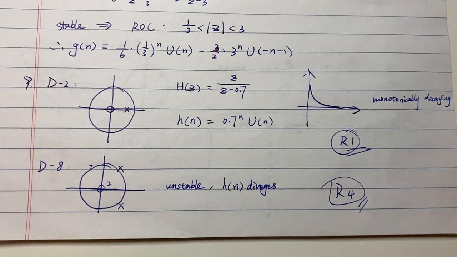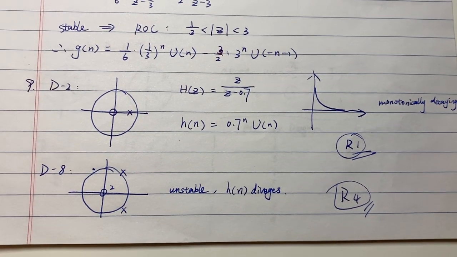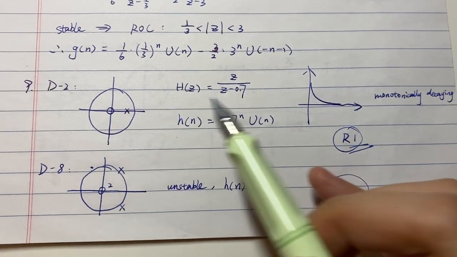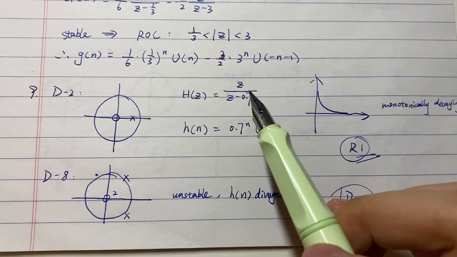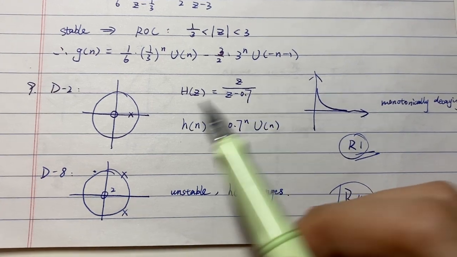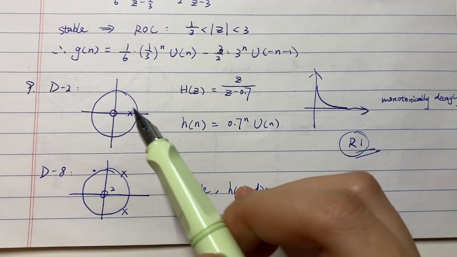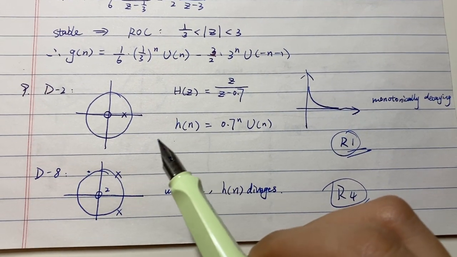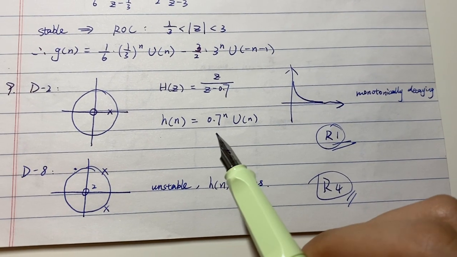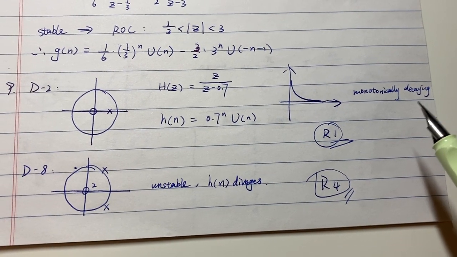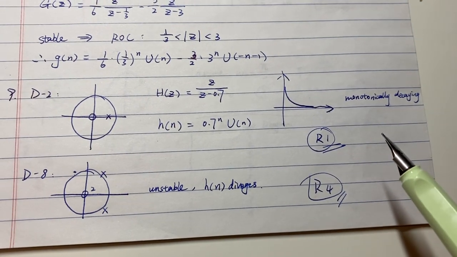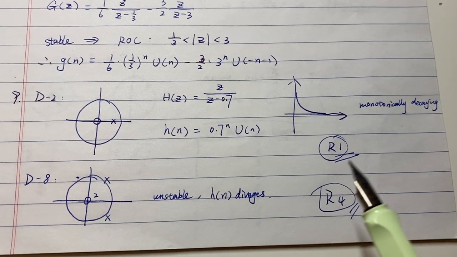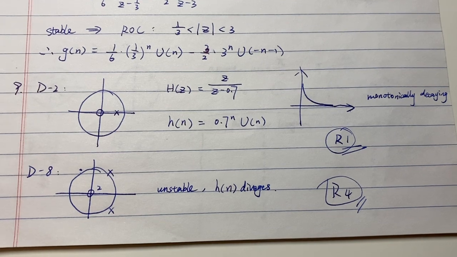So first, we're going to talk about diagram 2. It's really simple. There's one pole inside the unit circle at (1, 0). So H(z) could likely be z over z minus 0.7, because we don't know the exact position of the pole. Here's the small h[n], and this is going to be a monotonically decaying impulse response diagram, kind of like this. So for diagram 2, we're going to choose R1.